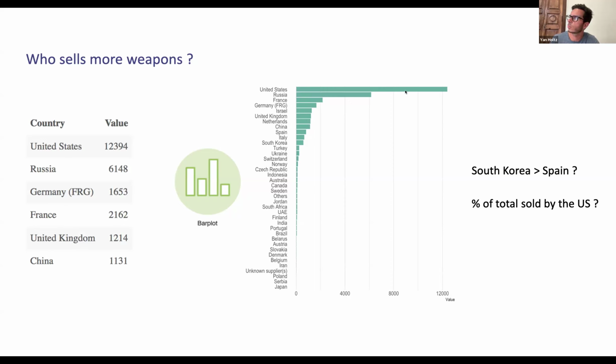Basically, you've got this long bar here, and you have to understand what's the size of this bar compared to the sum of all the other bars. And that's pretty much impossible to do. That's very hard. So this plot is very powerful for ranking, but it's very weak to understand what we call the part of a whole, to understand what's the proportion of one bar compared to the other.